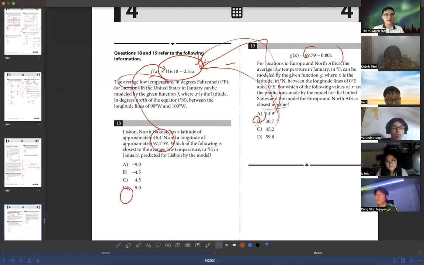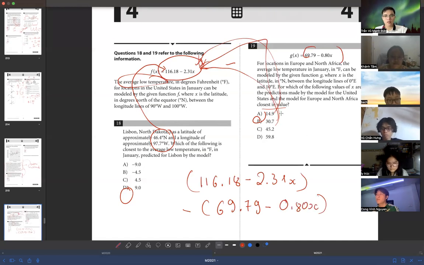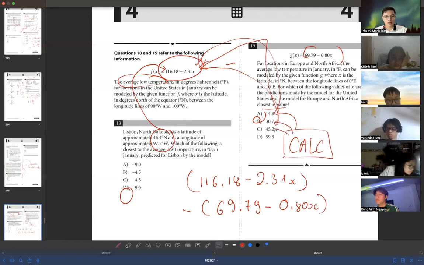Maybe. Okay, so that's a long time you forgot. So in this case, this is what I do. This will be the quickest. On the calculator, I will type in 116.18 minus 2.31 x, or minus, you remember the brackets, 69.79 minus 0.80 x, and then you use the CALC button, this one, and you plug in each value for x. This will be the quickest way in my book.